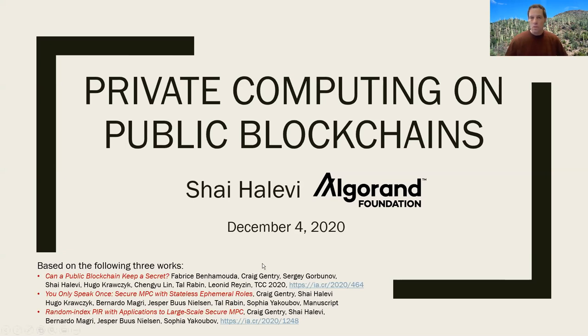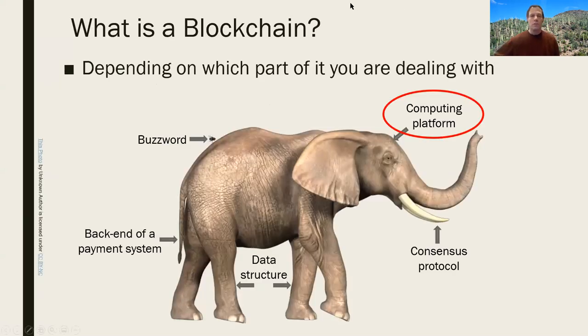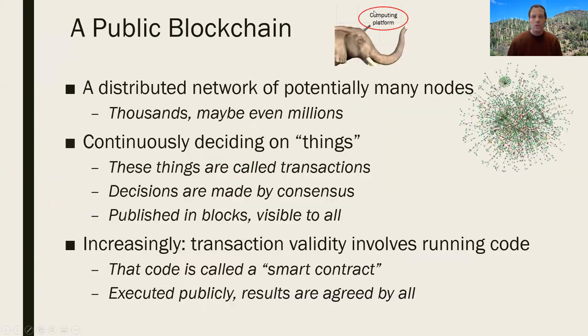So a blockchain is many different things to many different people. It depends on what part of it you're dealing with. In our case, what we care about is the blockchain as a computing platform. A public blockchain is just a distributed network of potentially many nodes. How many? Well, we don't know, but we want to have a design that scales for thousands of nodes or maybe even millions of nodes. We want to be able to maintain a system of that magnitude.